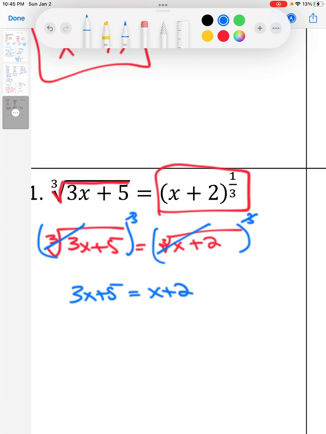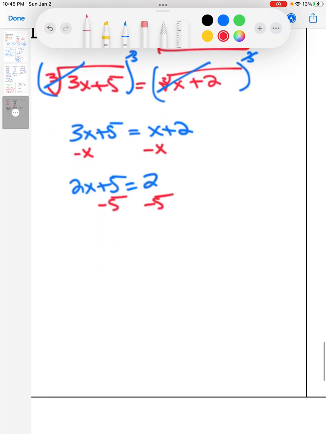And then we can solve for x. How do we solve for x? Well, we need to get x's on one side and numbers on the other. So we're going to have 2x plus 5 equals 2. Let's minus that 5. 2x equals negative 3. Divide by 2.